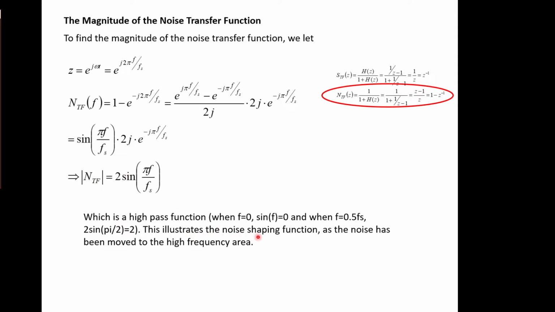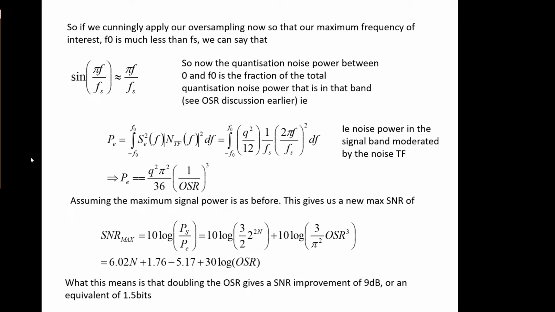And this illustrates this noise shaping function. The noise has been moved from the low frequency area to the high frequency area. So we've got more noise now in the high frequency area, because the absolute magnitude of this can be 2 rather than 1. But in the low frequency, we get nothing, which is the majesty of this. So all we've got to do is make sure that we're not interested in the high frequency part of the sampling regime. So we apply oversampling to this, so we're sampling like mad, but our message is held within a frequency band that is much less than the sampling frequency.